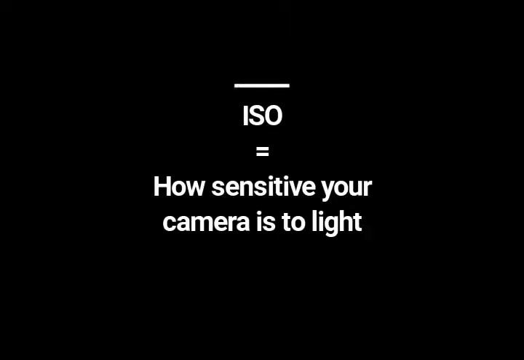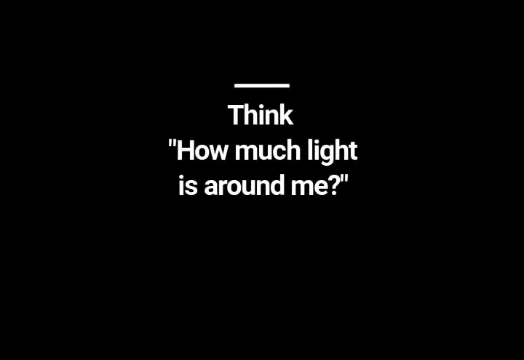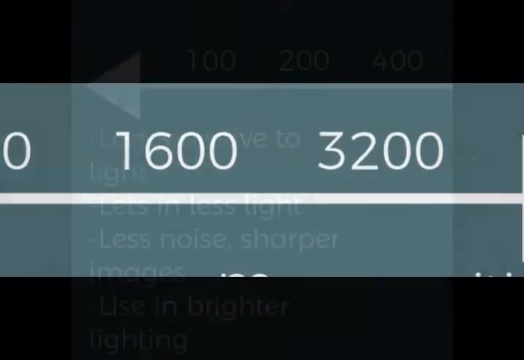Okay, so the first thing we're going to talk about is ISO. ISO is how sensitive your camera is to light. So ISO equals light sensitivity. ISO is changed depending on how much light you need to take a well-exposed photo in the environment around you. ISO is a range of numbers, starting around 100 and going up beyond 2000.